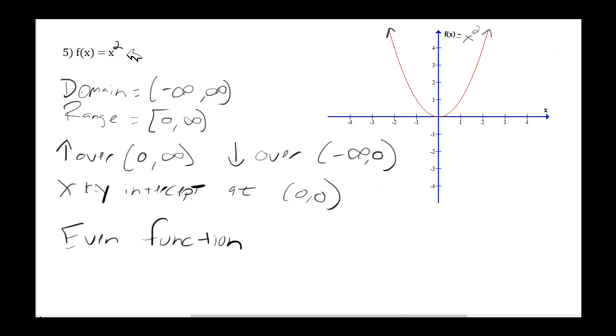The square function, so x squared. So this looks like a smiley face. Okay, the domain is everything. The range is all non-negative numbers. So again, here we get a 0 and everything greater. We can get 0, but this can't spit out negative. It's increasing from 0 to infinity, and it's decreasing from minus infinity to 0. We have one intercept at 0, 0, and this is an even function.